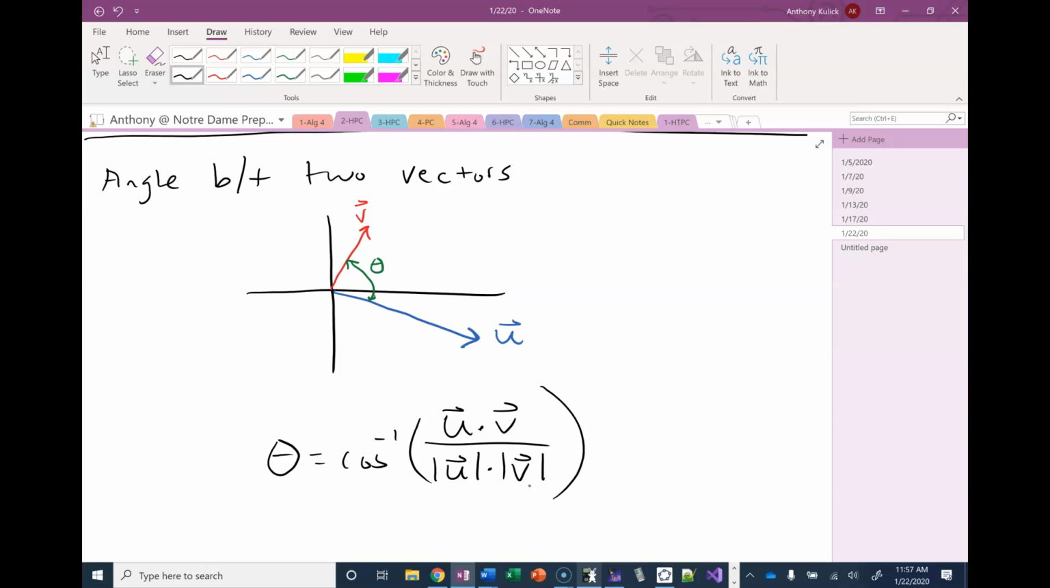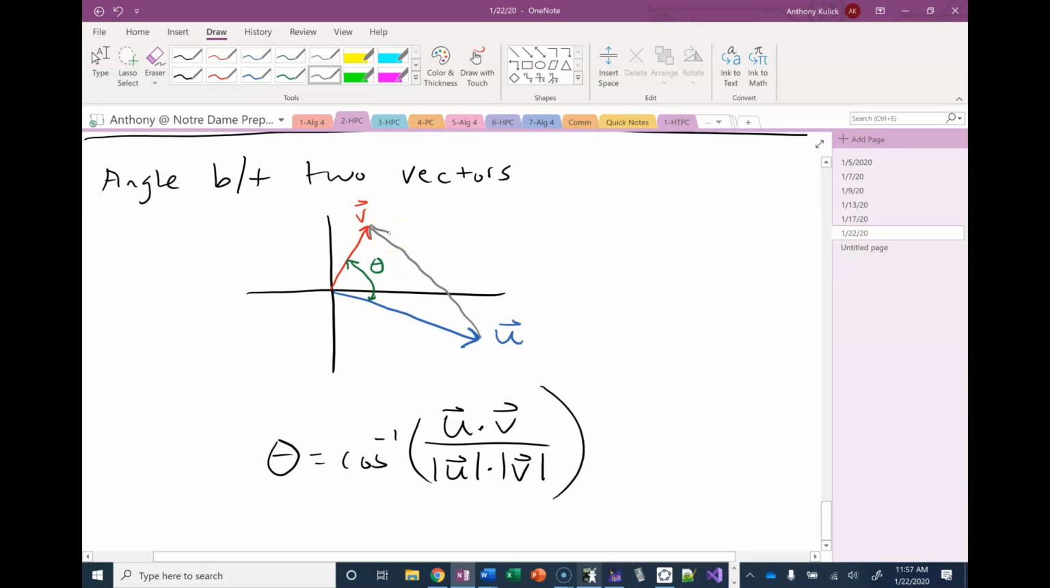So, why is this true? Why is that true? Should we prove this? Probably shouldn't take me at my word, right? We can prove this just by using the law of cosines. It's not too bad.